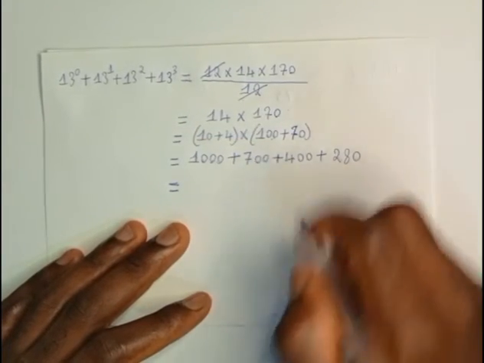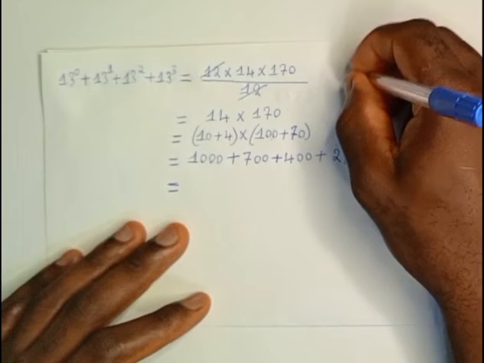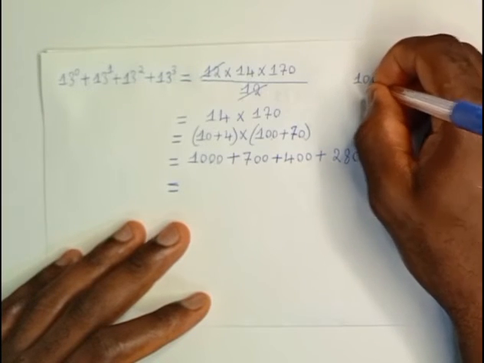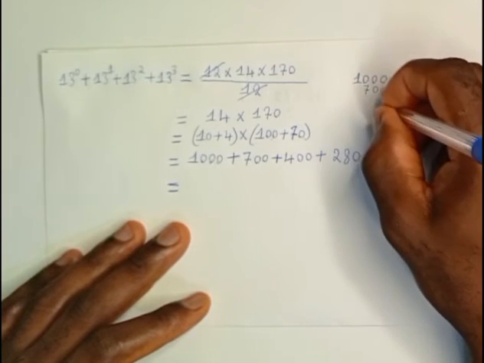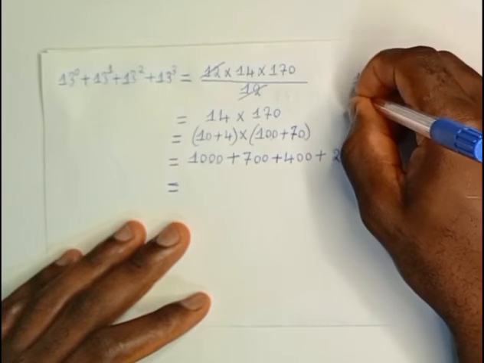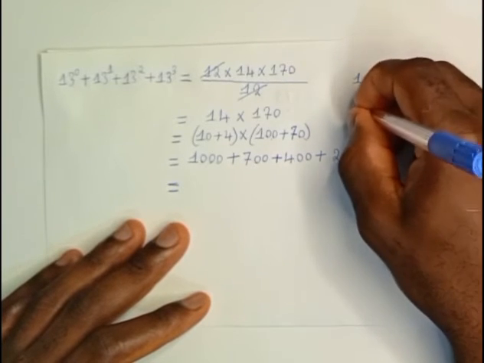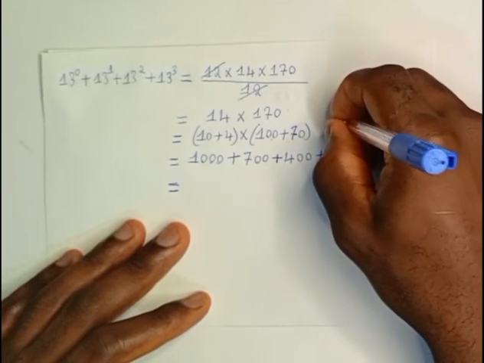We get to add 1, 2, 3, 4 numbers. Let's do the addition by the side. 1000 plus 700 plus 400 plus 280.